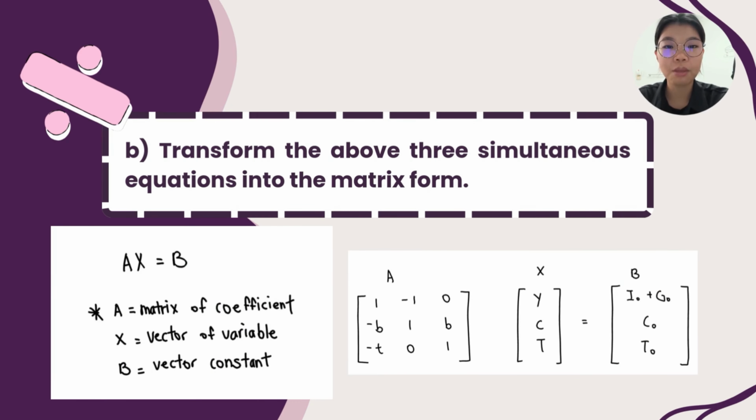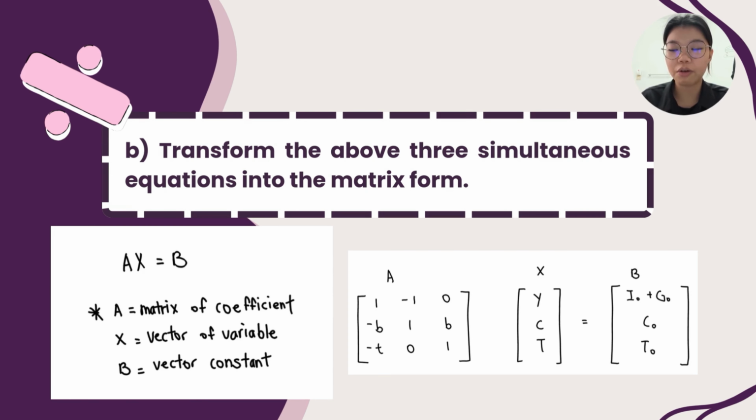My name is Pei ID. My matrix number is 310370. And now I'll be talking about part B, which is to transform the above 3 simultaneous equations into the matrix form. So I use the AX equals B formula. A is the matrix of coefficients, X is the vector of variables, and B is the vector of constants.